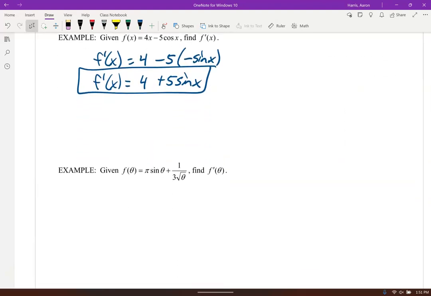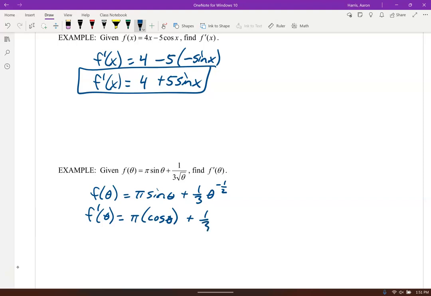Let's do it with theta now. F of theta. And let me rewrite this before I even do the problem. I have pi sine of theta plus 1/3 theta to the negative 1/2. So I can use my power rule on this, right? Let's go ahead and find the derivative. Pi is a constant, it stays there. The derivative of the sine is just the cosine. 1/3 stays there. Now we take the power rule.